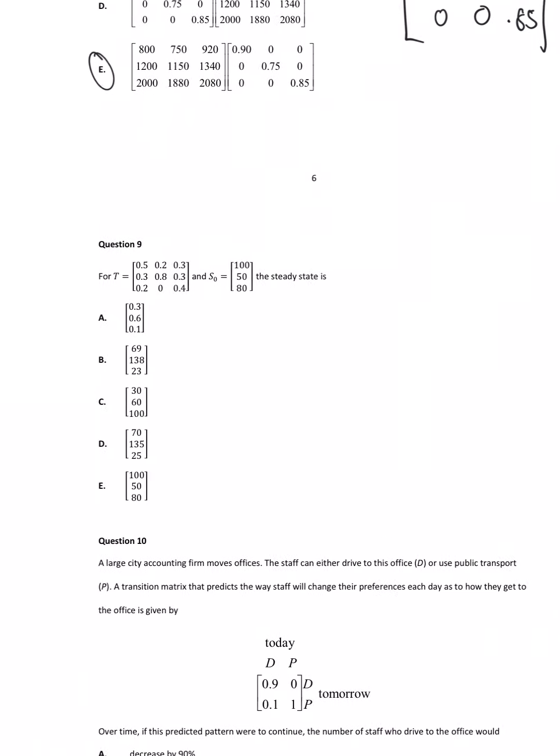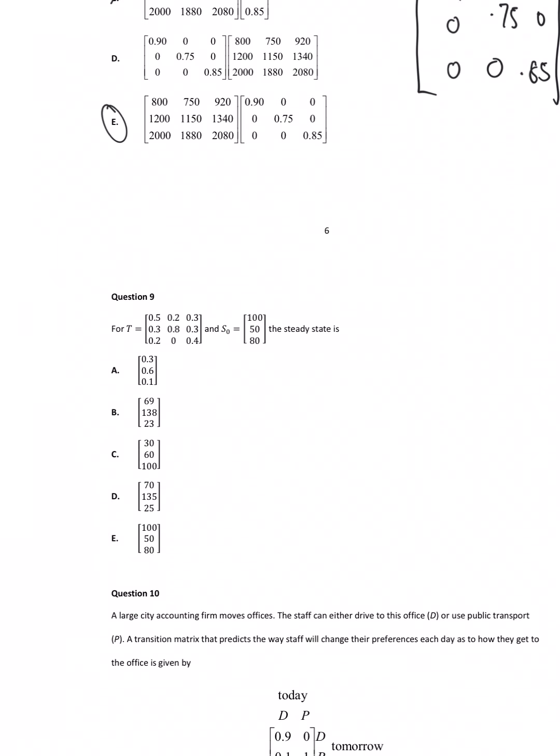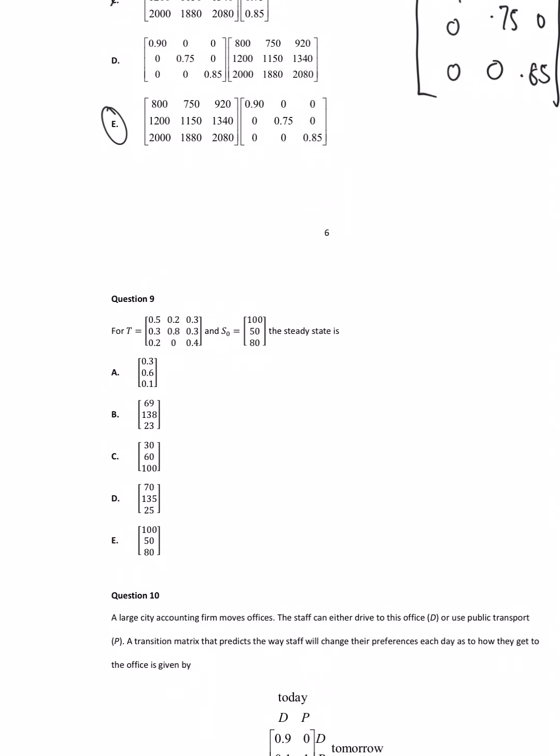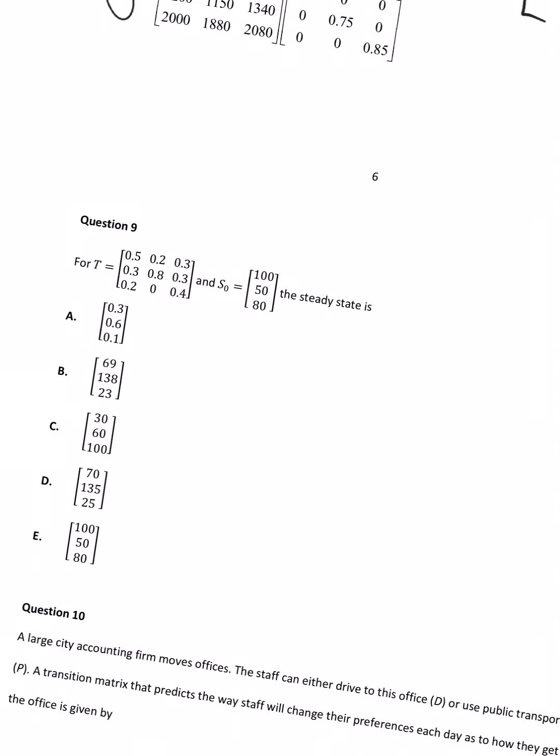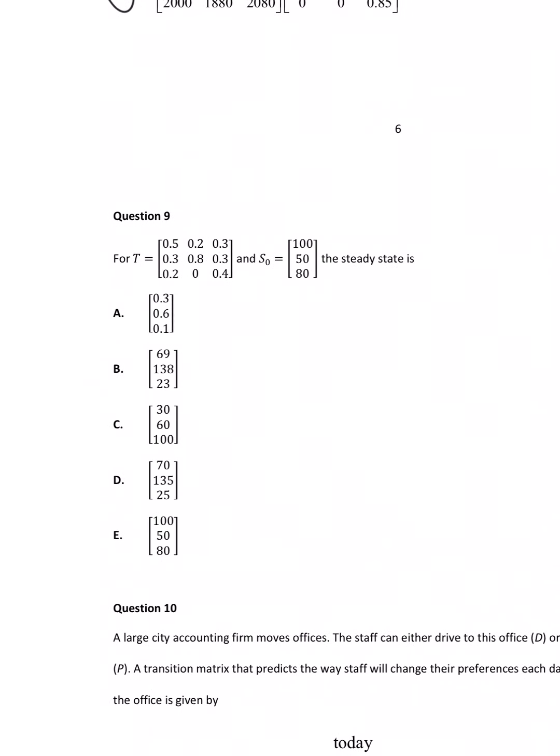Question 9. So for T, we've got the matrix there, and for the initial state matrix, the steady state is. So guys, if you're ever trying to find the steady state, what you do is you do your T to the power of a massive number times your initial state, and then you'll get a matrix. And then to check whether it's a steady state, just do 1 extra. So it's the power of 1 extra, and if the numbers don't change, that means it's your steady state.